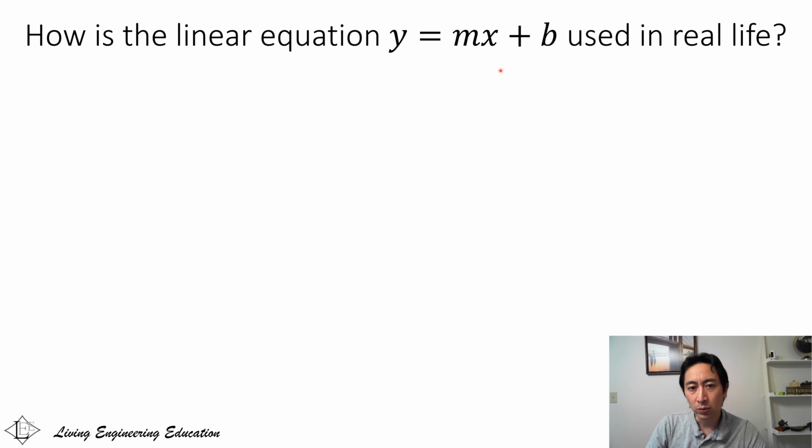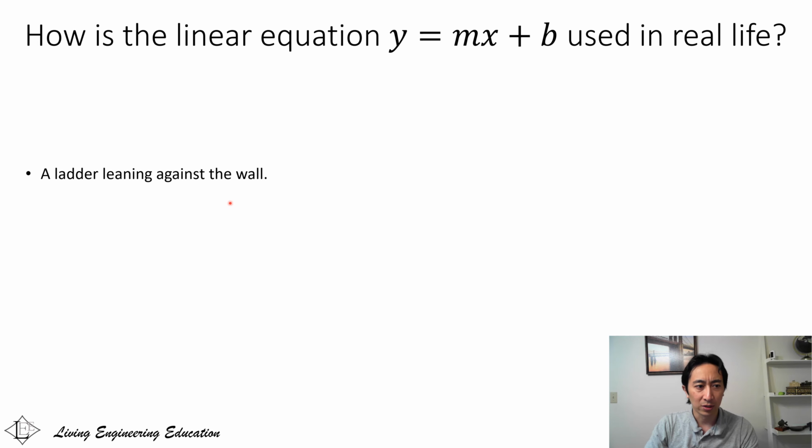Now, when do we actually use linear equations in real life? There are two main scenarios that I can think of. One is when there's a relationship between two parameters that you can describe as linear. And the second is the physical case, when you physically see a straight line in a system and you want to understand that relationship better.